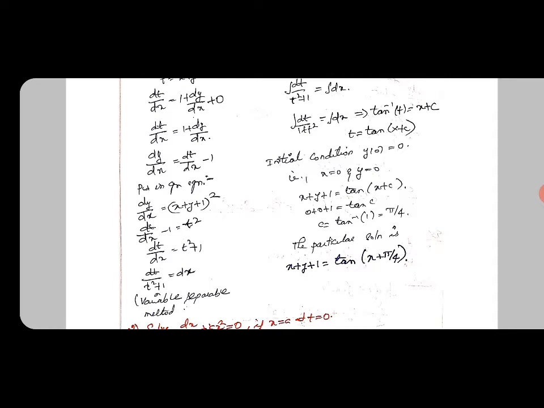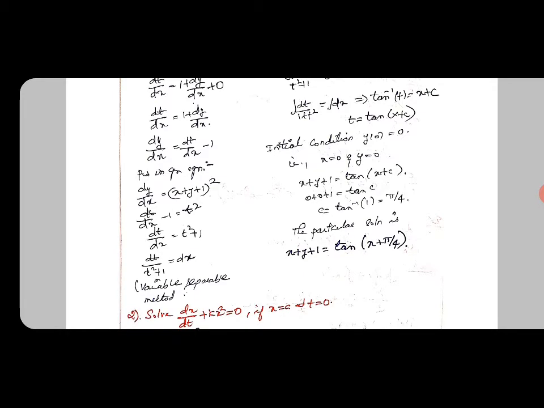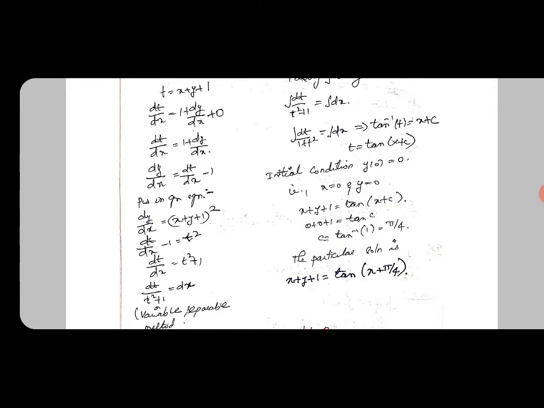Okay, that is we are just giving the initial conditions. x is 0 and y is equal to 0, we get that c is equal to tan inverse of 1 which is pi by 4. Then the particular solution, the equation will be x plus y plus 1 is equal to tan of x plus c. So c is pi by 4, so x plus pi by 4. Okay, this is the particular solution of the given equation by using the variable separable method.